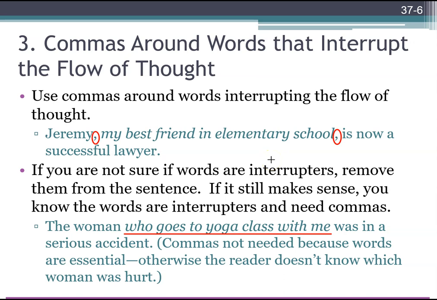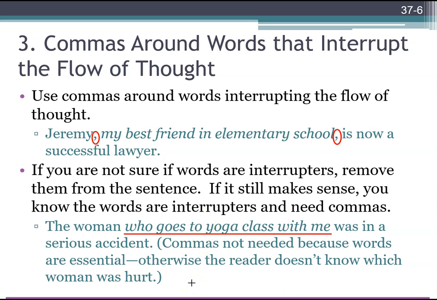And that's a good rule of thumb. If you could leave a word or group of words out of a sentence without changing the meaning of the sentence, then that means that commas are appropriate. If you're not sure if words are interrupters, whether they're essential to the meaning of the sentence or not, try just removing them from the sentence. And if it still makes sense, you know the words are interrupters and need commas around them.